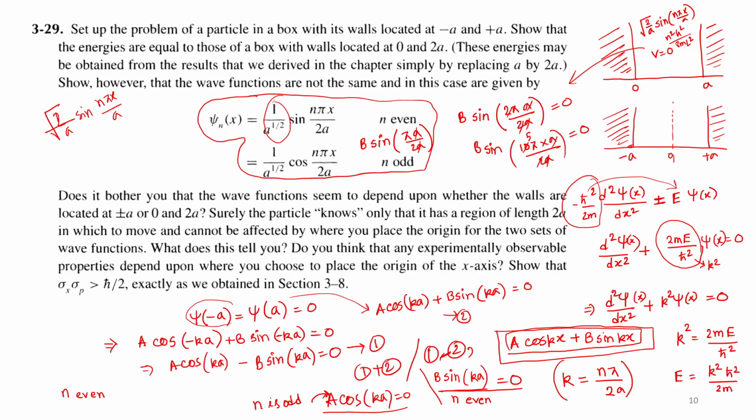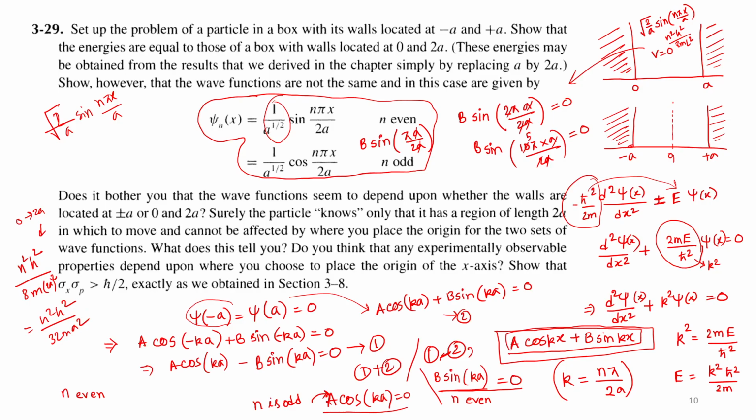So if you consider a box from 0 to 2a, what energy would you have got? The energy value you would have got is n square h square by 8m times 2a square, right? So you are going to get the same energy value, that is n square h square by 32 m a square, which we got right now for this problem also.